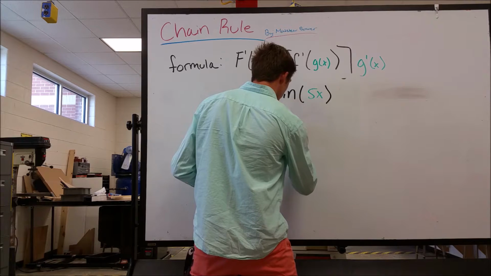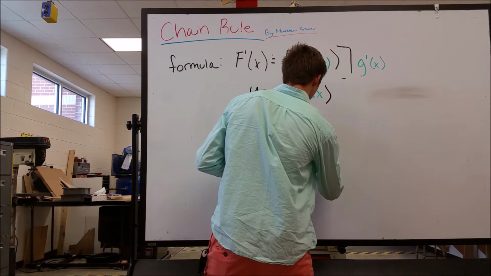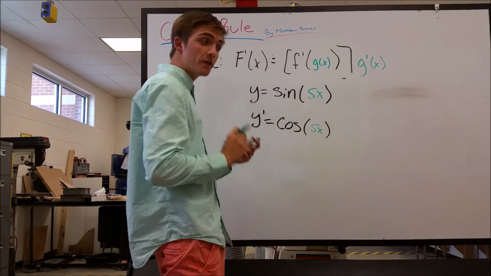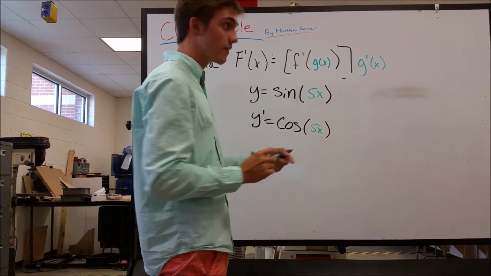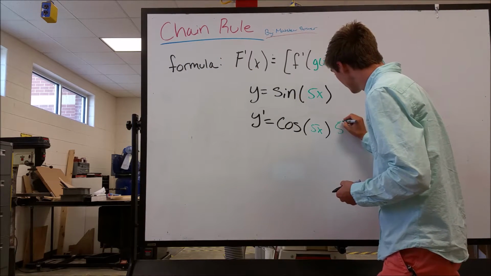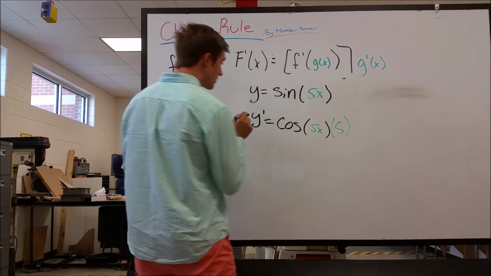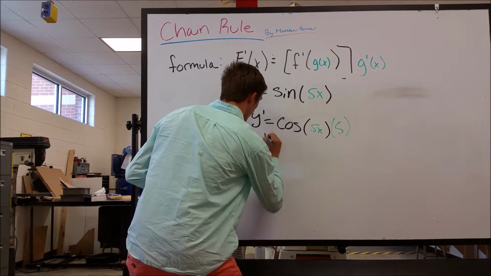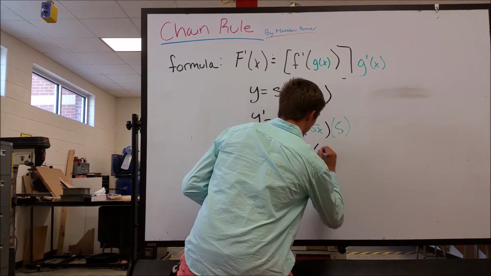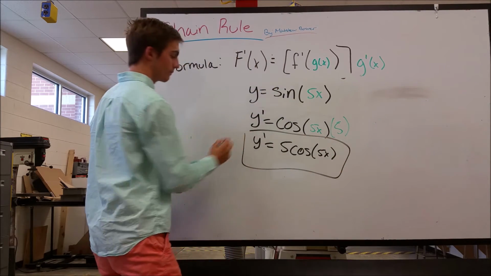So it's going to be y prime equals, then you're going to take the derivative of the outside. So that'll be cosine, and keep the inside the same. Alright, and then you're going to take the derivative of the inside, which is just 5x, so it'll be 5. So your final answer is going to be y prime equals 5 cosine of 5x, and you can put a box around that.